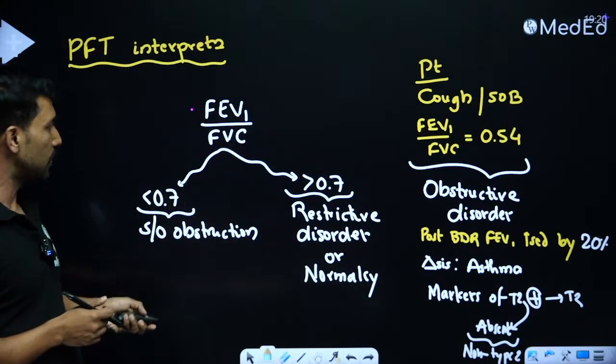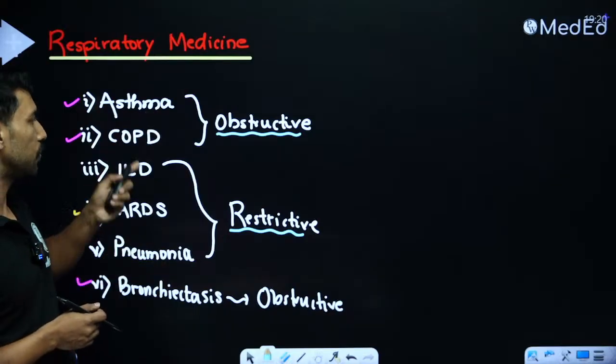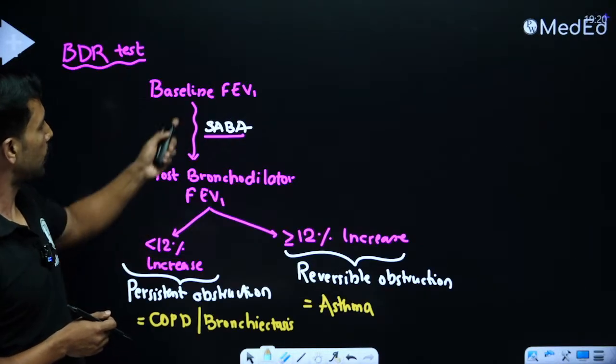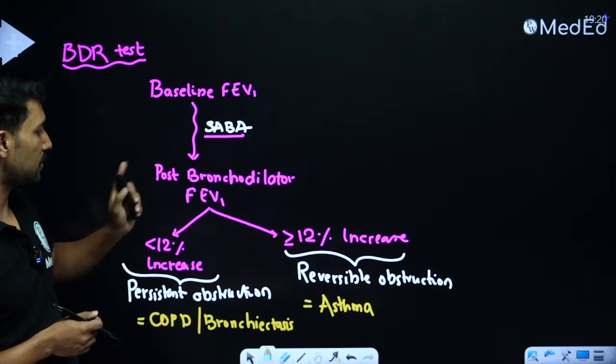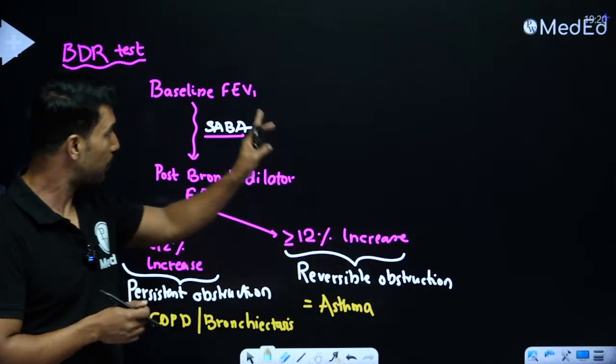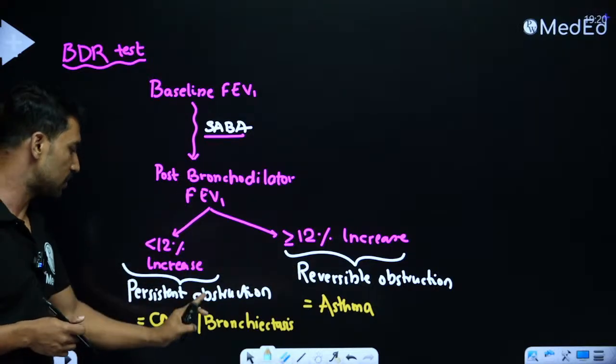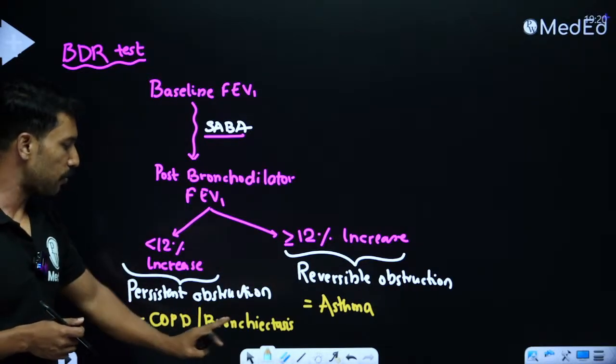In case of obstructive disorder, where we have to differentiate between asthma and COPD, asthma is reversible, COPD is non-reversible, so we go for what we call the bronchodilator reversibility test. If I see more than or equal to a 12% jump in the baseline FEV1 after the bronchodilator, it is asthma, reversible obstruction. If I don't see that much jump, it could be COPD or bronchiectasis.